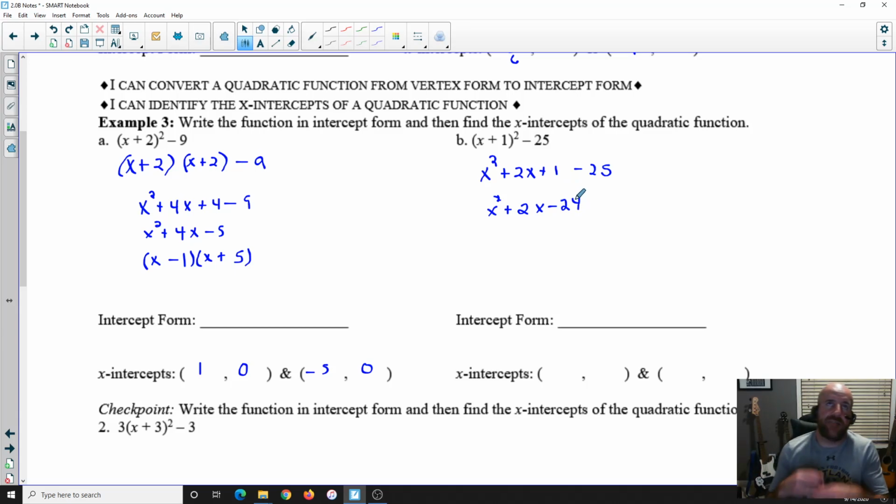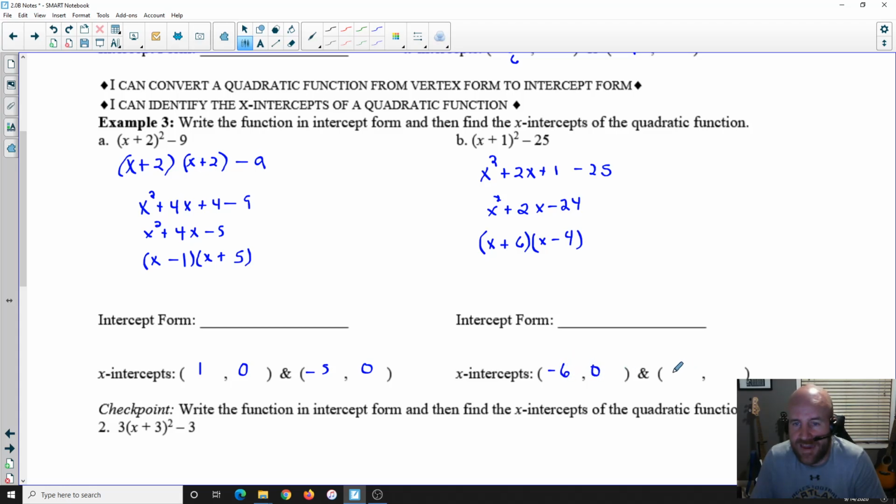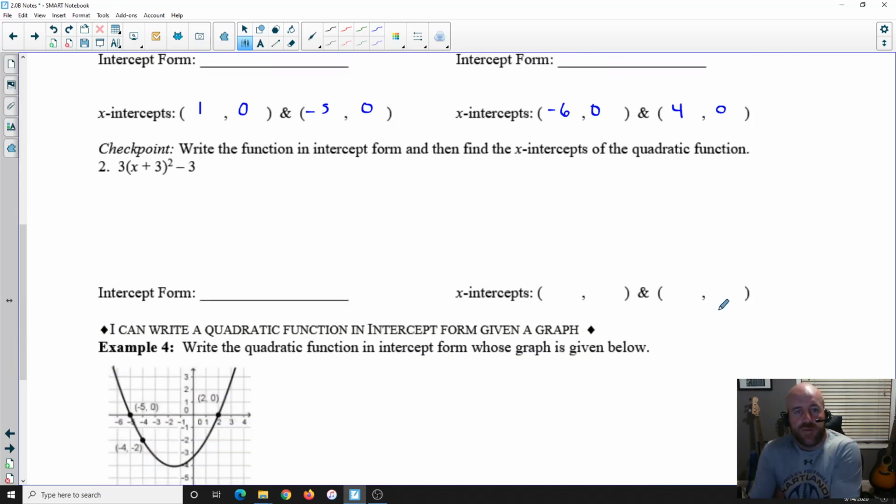Factors of 24 that I could subtract to be 2: 4 and 6. 4 and 6 works. It's all about trying things, seeing if it works. So 4 and 6. Now what do we need? We need a positive 2, so we have to have a positive 6 minus 4. Gives us a positive 2. That's our intercept form. So we have a negative 6 for an x-intercept and a positive 4. All right, go ahead and try the checkpoint there. Pause.